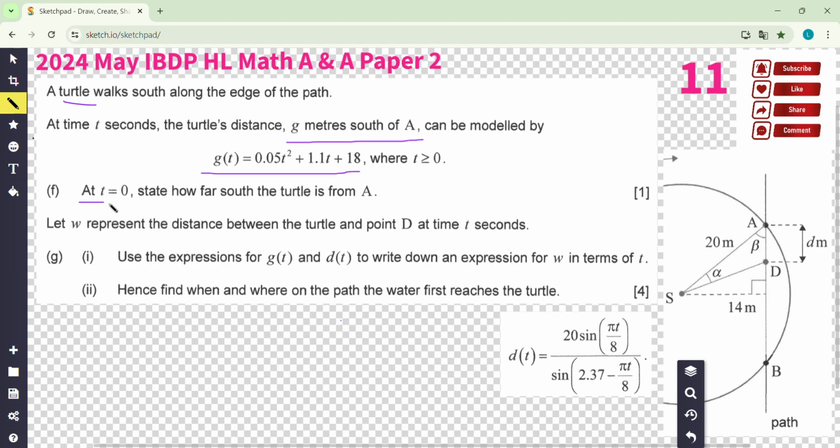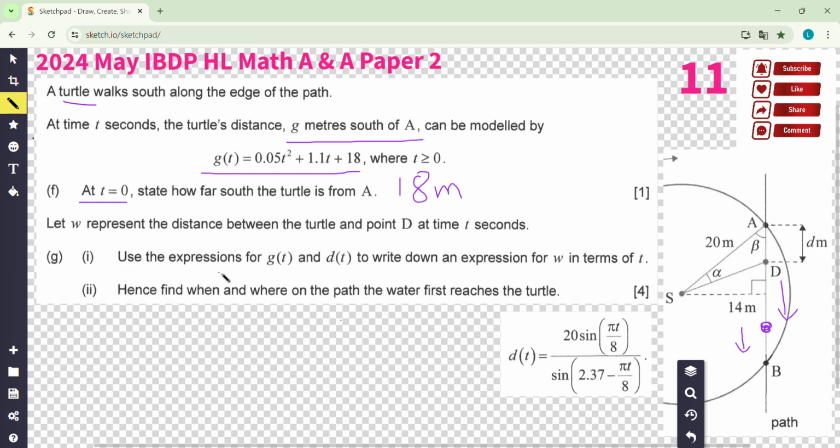So at t equals 0, how far south of A is the turtle? Substitute 0, and we get 18 meters. It is a guidance. At first, where's the turtle? The turtle is 18 meters from A, and then it will go down, down, down. But it's a turtle, so it is too slow. So the water from pond D will go down faster than it.